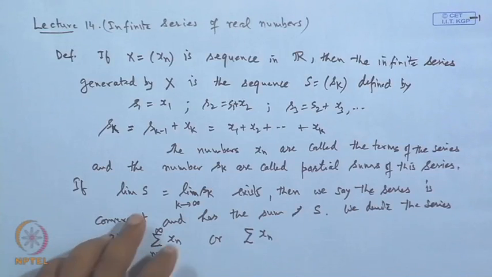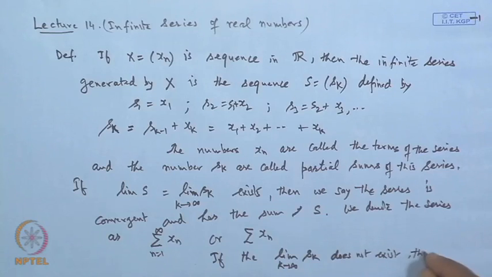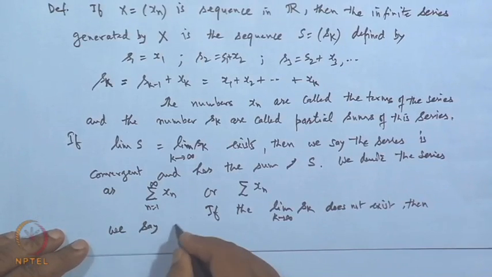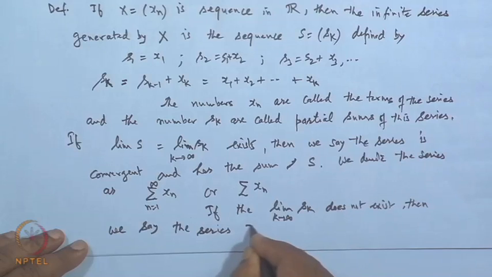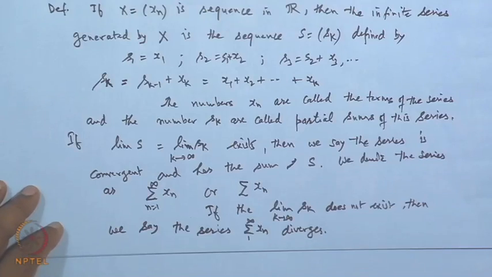Now, if this limit does not exist, then in that case we say the series diverges. If the limit of S k when k tends to infinity does not exist, it means it is either plus infinity or minus infinity or has various limits, then we say the series sigma x n, 1 to infinity, diverges.